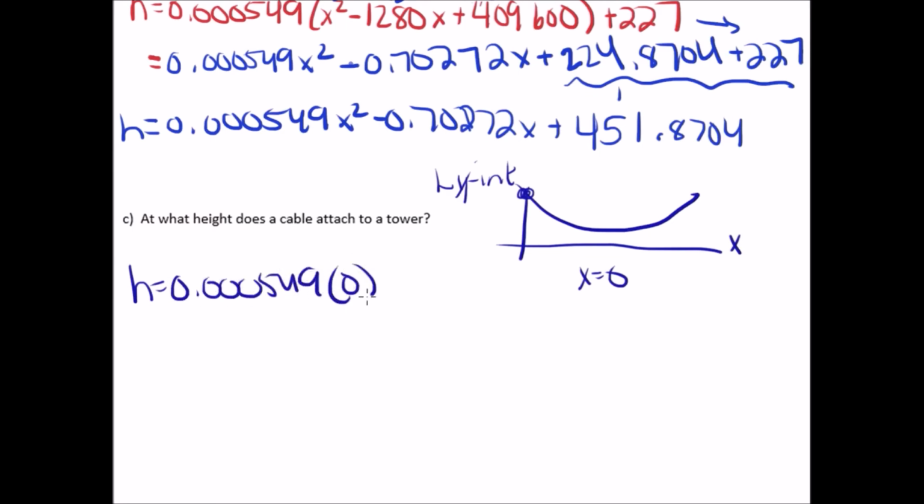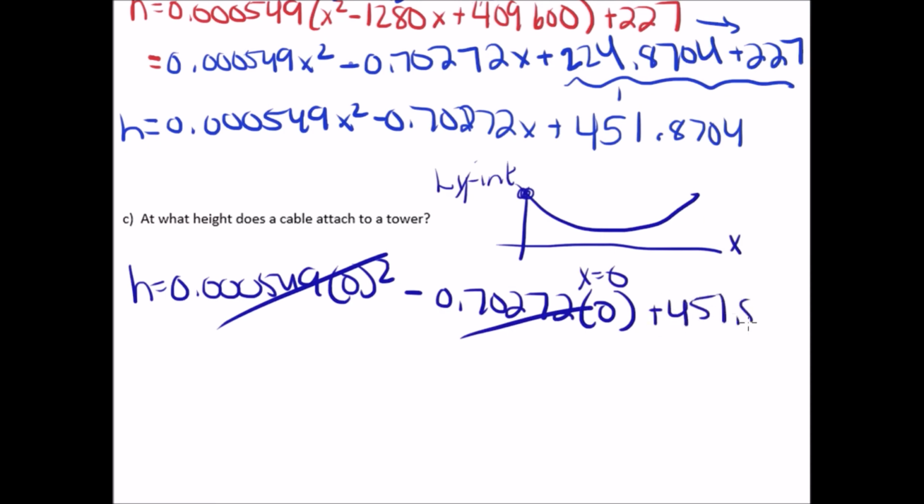0.000549 times 0 squared. That obviously goes away. Minus 0.70272 times 0. And that obviously goes away. And then plus 451.8704. So the height that it attaches to the tower is 451.8704 meters.